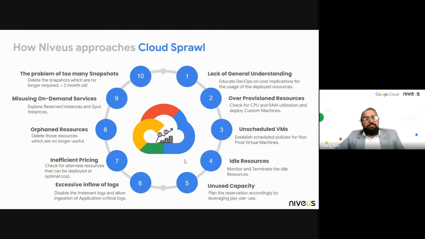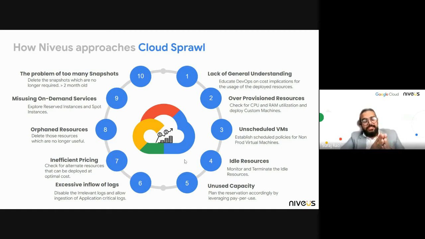So how does Niveus approach cloud sprawl? As I rightly mentioned, we educate the DevOps on the cost implication for the usage of the deployed resources. It's very important for all the technical personnel to understand the cost implication of what could happen if they deploy certain resources. We check your project, we check your deployment done on the cloud, and we will give you a recommendation if you have any over-provisioned resources. We will help you with the scheduling of these machines.